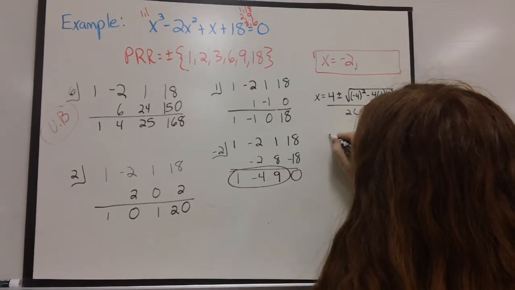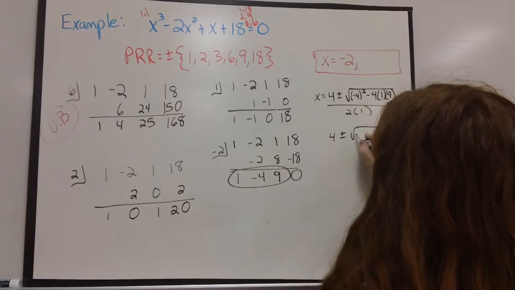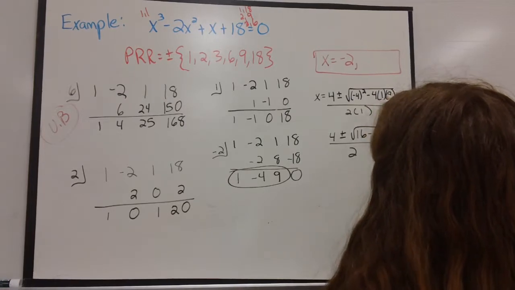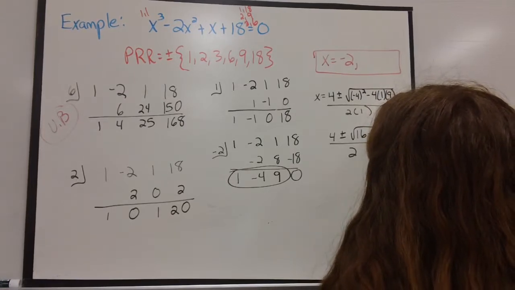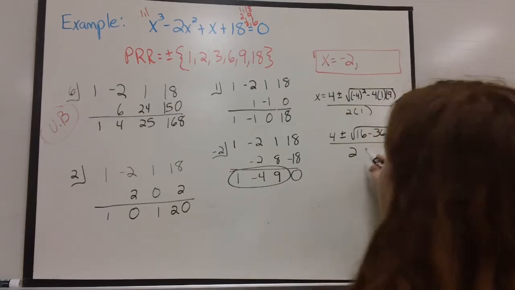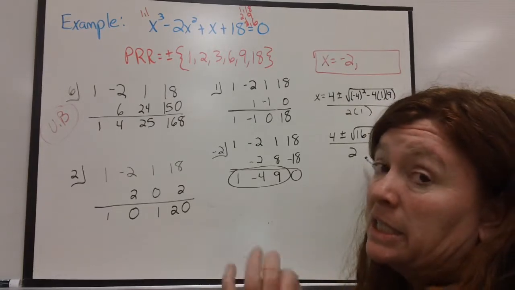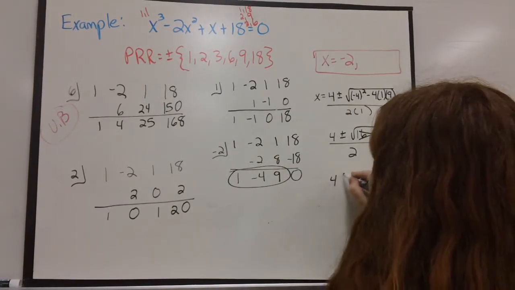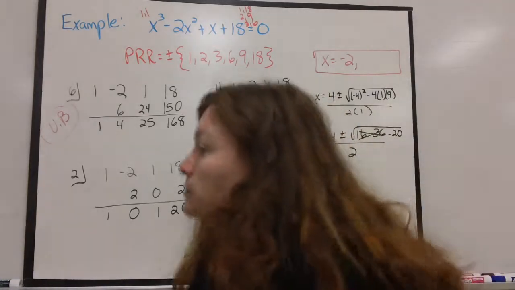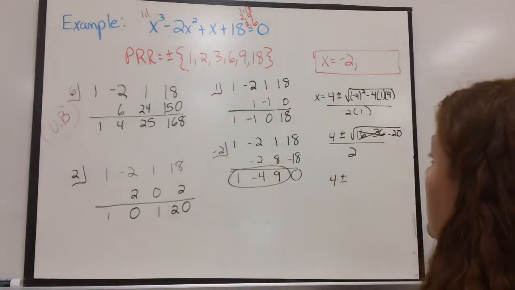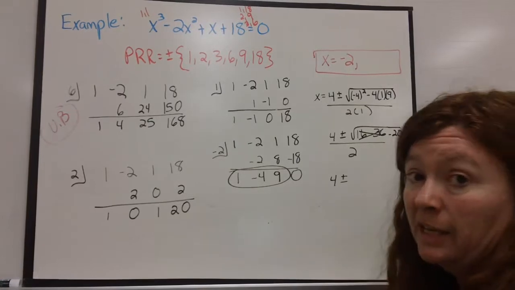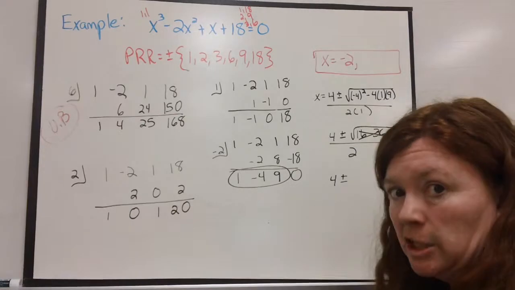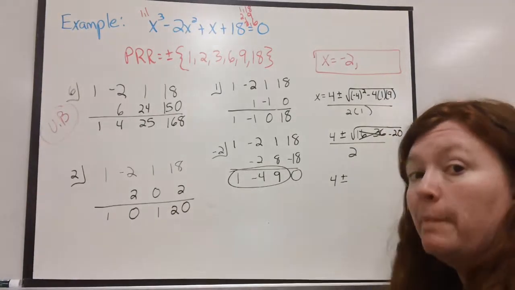All right, let's simplify this a little bit. Negative 4 squared is 16. 4 times 1 times 9 is 36. Well, I'll go ahead. 16 minus 36 is negative 20. Uh-oh. So, officially, I have finished the problem. Okay? I have 4 plus or minus the square root of negative 20 over 2. The plus or minus is what gives me my other two answers. One's 4 plus, the other's 4 minus.